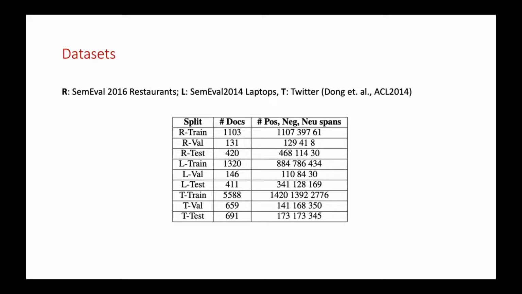Here's a brief look at the datasets we use for this study. We look at the usual academic datasets that are used for this problem. We have the SemEval 2016 restaurants review dataset, represented as R going forth. We have the SemEval 2014 laptops review data and a Twitter dataset. I'm showing you here the data statistics of these three datasets as well. By document here, we refer to each sentence of a review for the restaurants and laptops case, and a single tweet for the Twitter data.